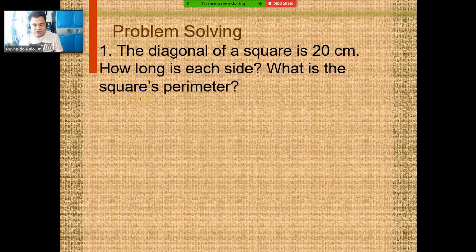The diagonal of a square is 20 centimeters. So how long is each side? What is the square's perimeter?